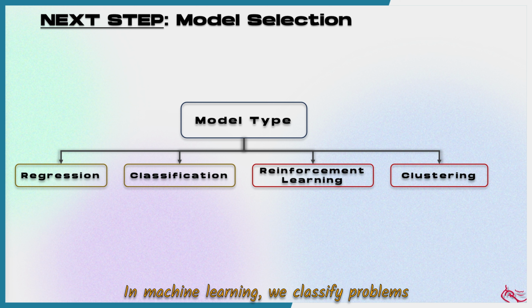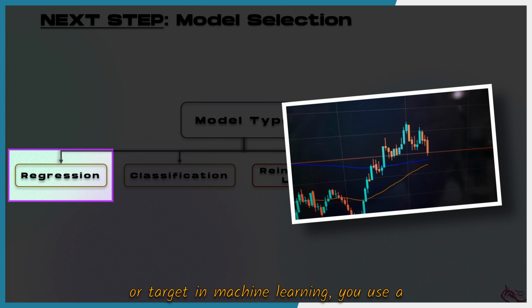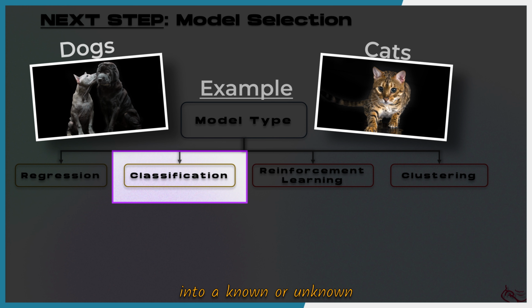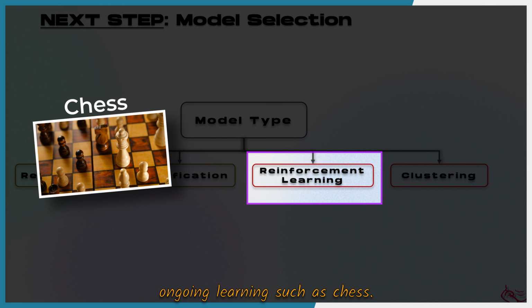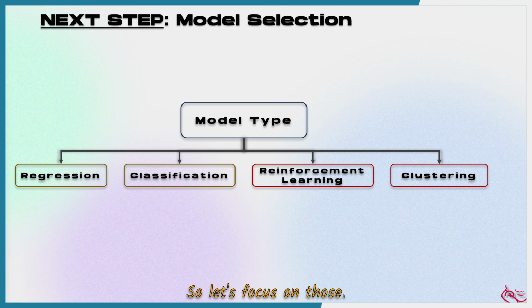In machine learning, we classify problems into four major categories as shown in the PowerPoint slide. When you need to predict a specific value or target, you use a regression model. On the other hand, classification is used to group a dataset into a known or unknown number of groups. A customer segmentation model is an example of classification. Reinforcement learning models are used when developing AI models for games that require ongoing learning, such as chess. The regression and classification models are where most of the industry's requirements lie. So let's focus on those.